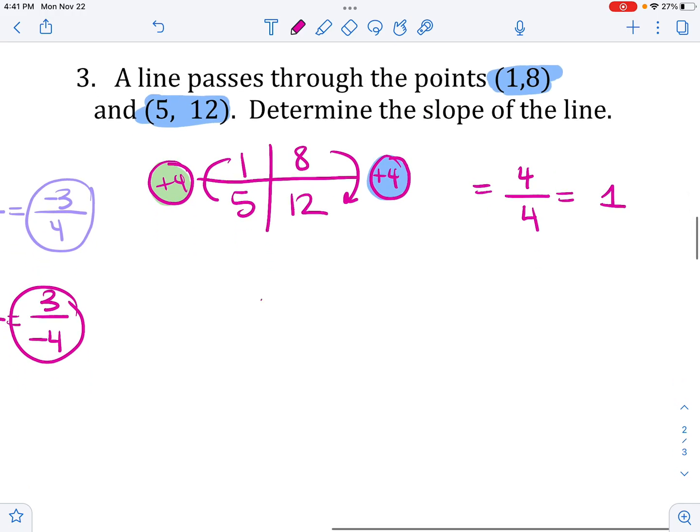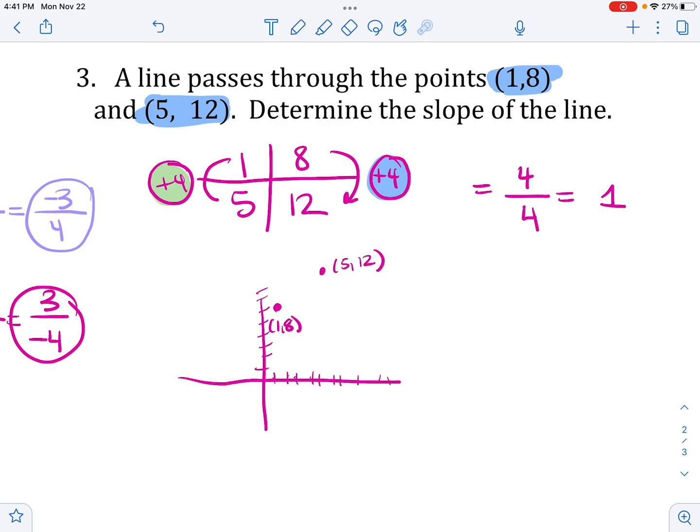Another way to do this would be to make a little graph and just try to estimate. 1, 8 would be like somewhere around here. 5, 12 would be somewhere over here. Maybe actually a little less. 1, 2, 3, 4, 5. 5, 12 would be over here. And if you do a little graph, you just have to be careful because you want to be sort of accurate, because if you're going to do 2 points, you can do how far you go up from here to here. And I'd be going up 1, 2, 3, 4 to get from 8 to 12, because this was a height of 8 to get to a height of 12. And you run this way 4, and so you get 4 over 4 as well.